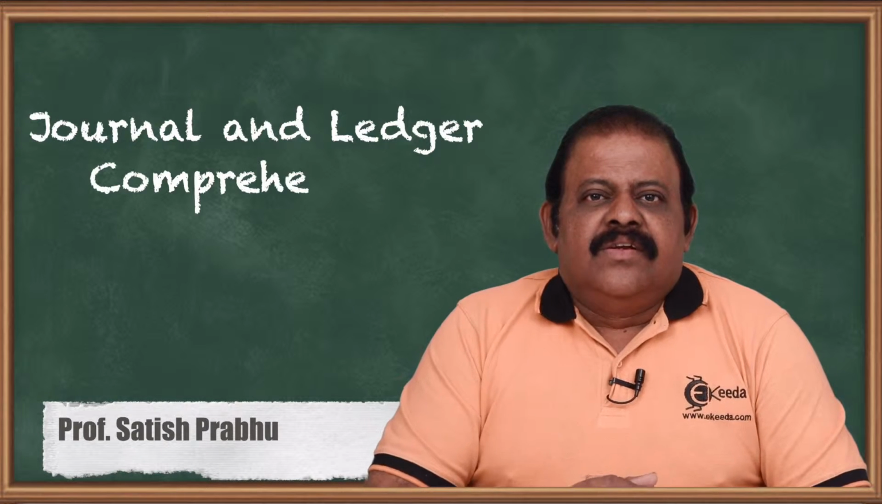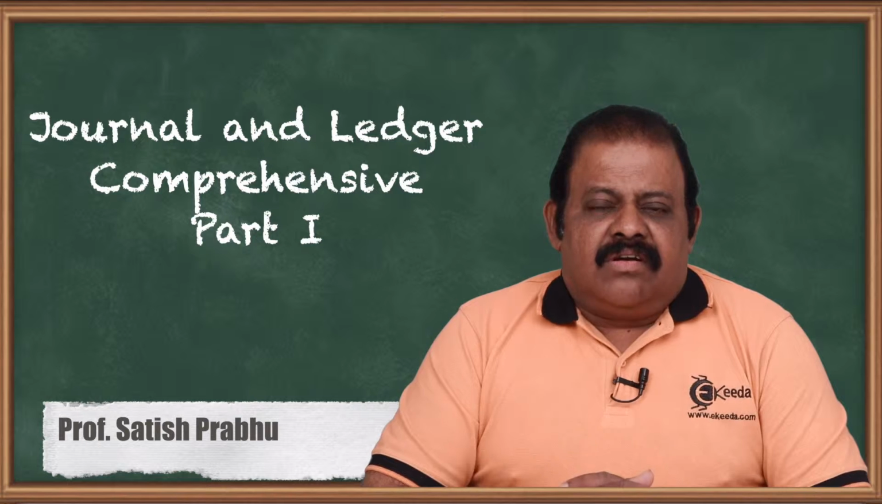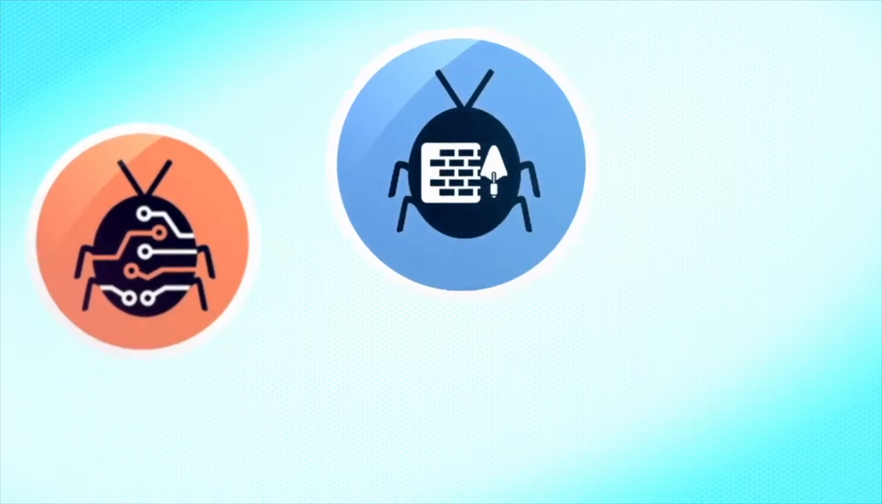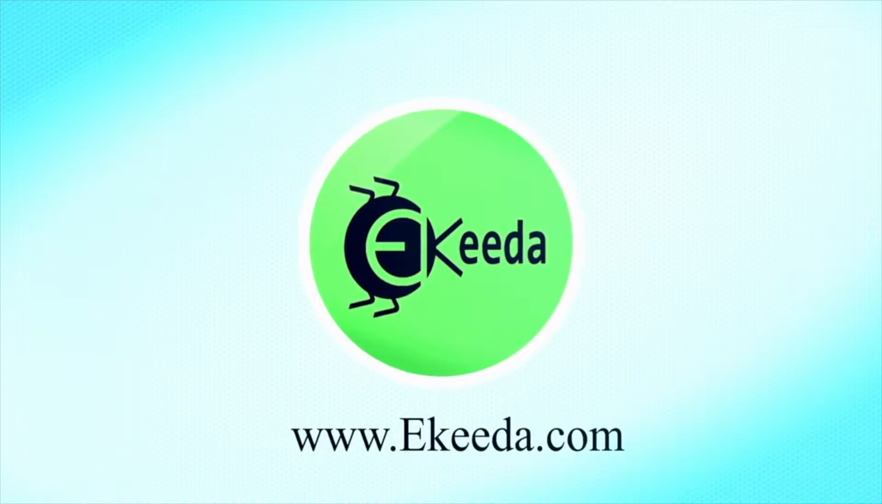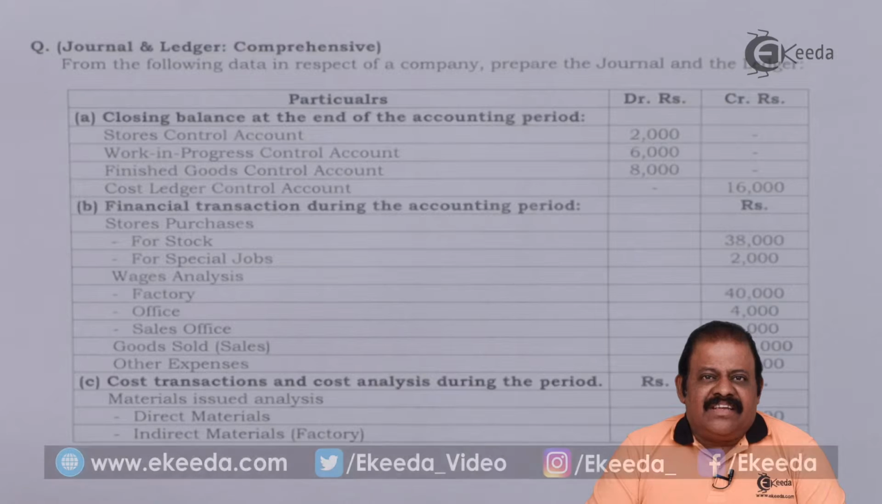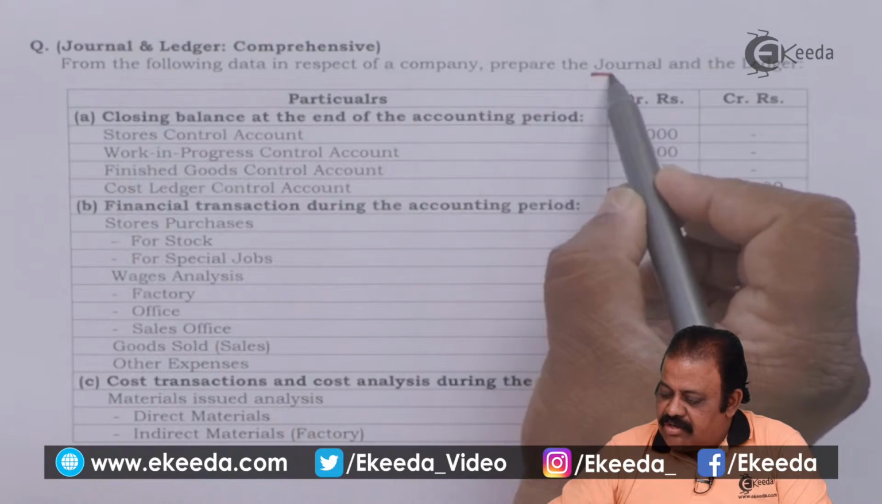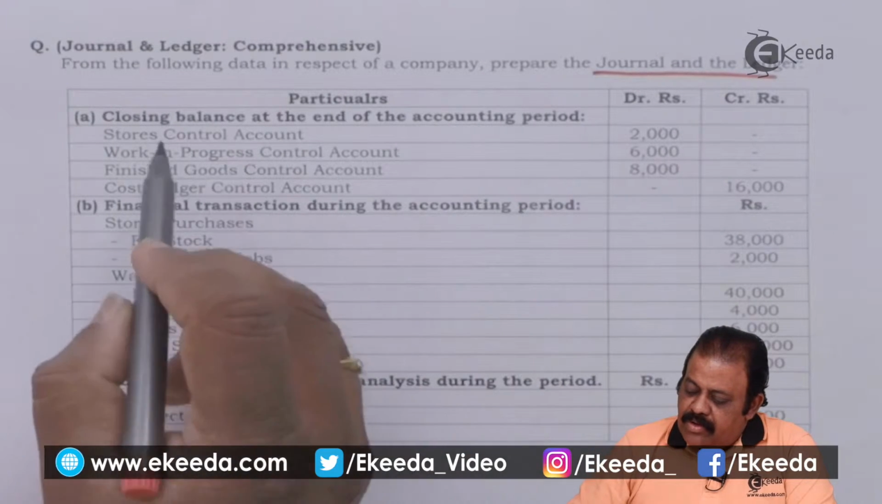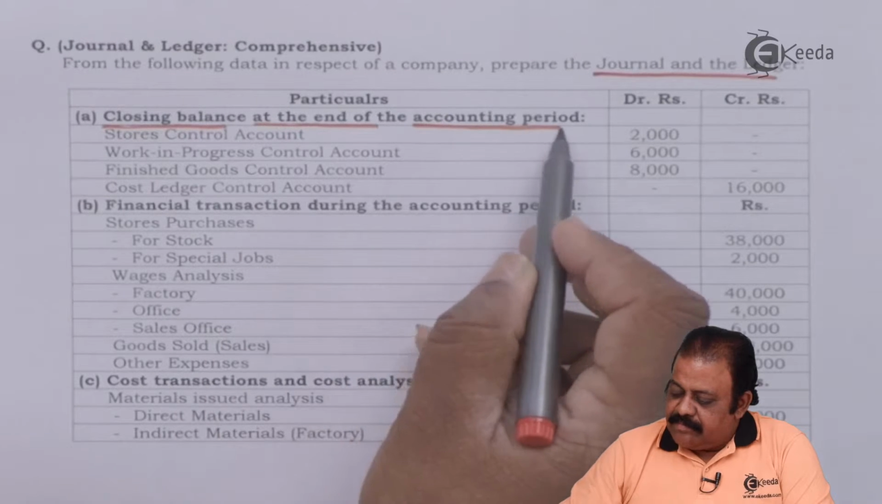Hello friends, let us do now one question where we are going to have journal as well as ledger, comprehensive basis, non-integrated cost records. Let us read the question. From the following data in respect of a company, prepare journal and ledger. Closing balances at the end of accounting period.